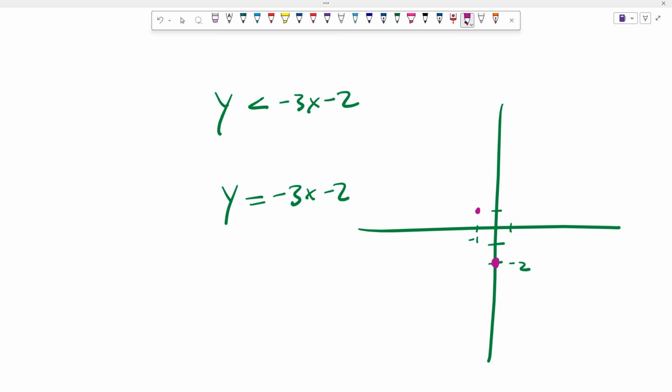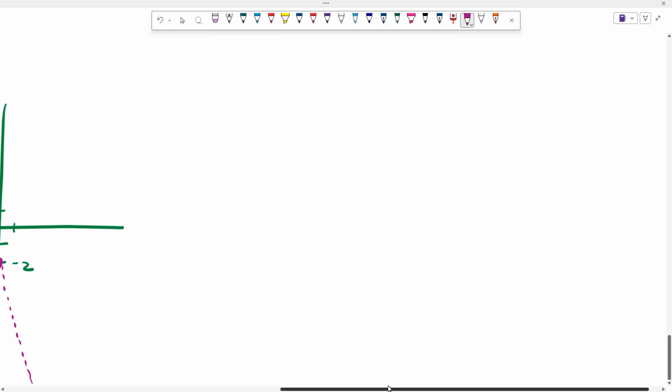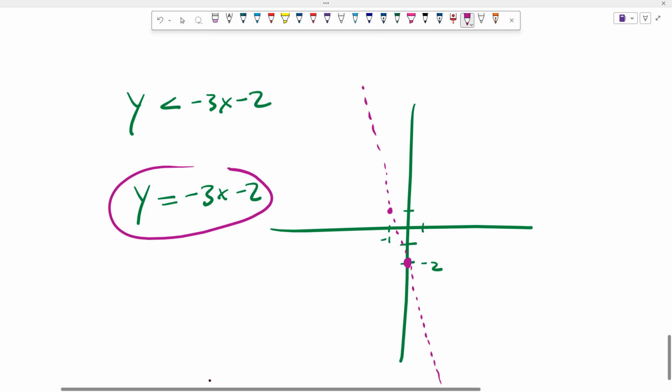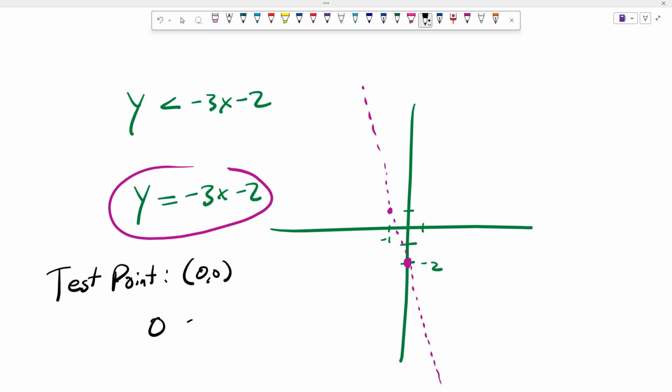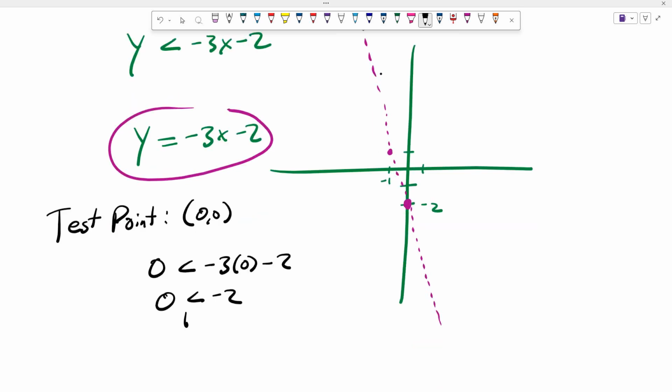Dotted. So all these solutions to this are not solutions here. So we exclude the boundary. And then what do we do? A test point. Again, let's test 0, 0. 0 less than -3 times 0 minus 2. Is 0 less than -2? 0 is not less than -2. This is false.